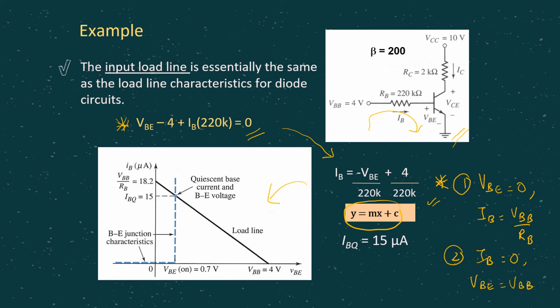Once we have these two points: when VBE equals 0, IB is VBB over RB, and when IB is 0, VBE equals VBB, which is 4 volt. We get one point here and another point there. Then we connect them together. The intersection between this straight line and the curve will give us the value of the Q point. In this case, it should be similar to the one calculated before in the BE loop, where IB is 15 microampere and VBE is obviously 0.7 volt.